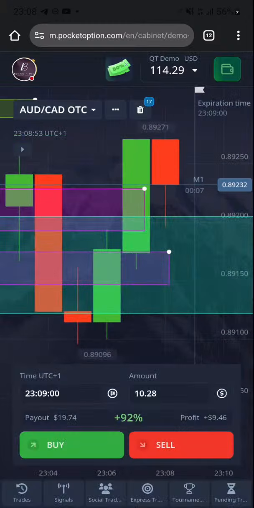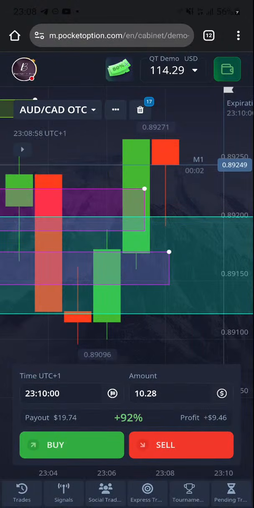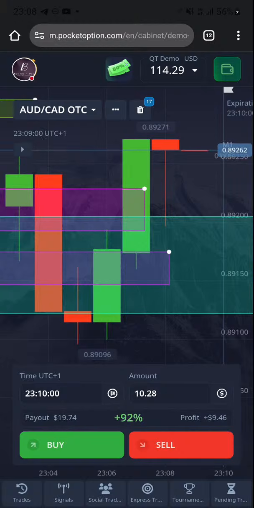All the strategies I'm using here are the same strategies I use in those. Those are my live accounts, my live trade sessions.